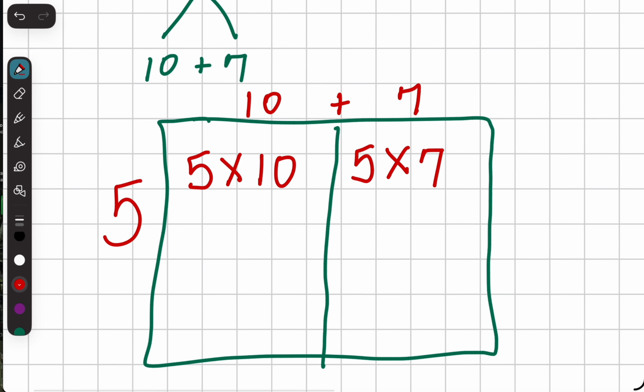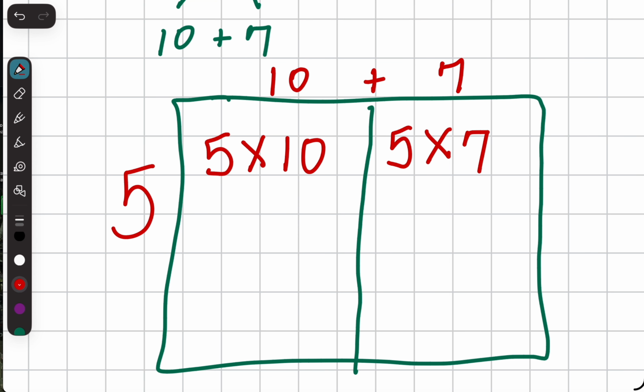Now, some students struggle with the 10 because it's a 2-digit number again. But remember, when you have a 0, you're just going to act like the 0 does not exist. And what does that become? That becomes 5 times 1. I'll show you here. So this is 5 times 1. Now you're going to bring down that 0. You get 50.